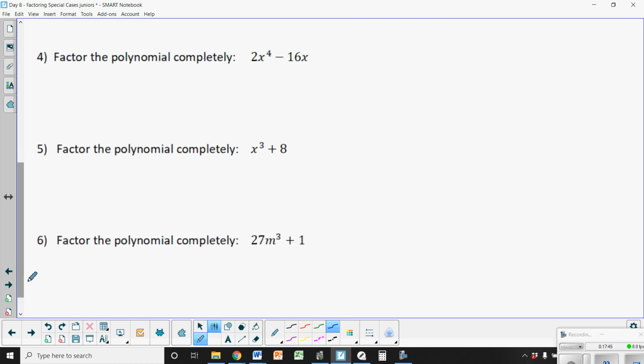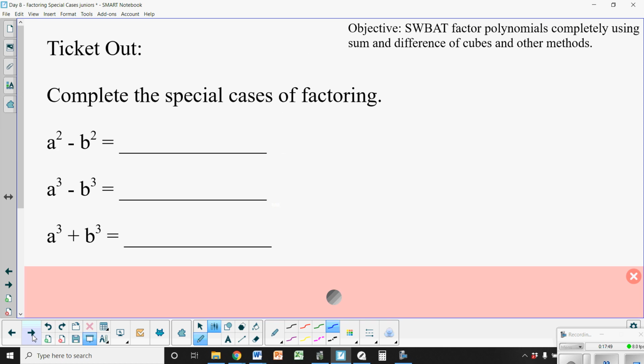All right, so those are your homework assignments. And then for your ticket out, if you can try by memory, complete the special cases of factoring. We have a squared minus b squared. What's that equal? a cubed minus b cubed, and a cubed plus b cubed. So write those out. These are going to be things that you're going to want to be familiar with so that you can see the pattern and then you know what it factors to.